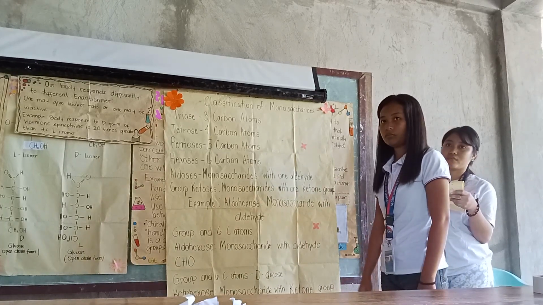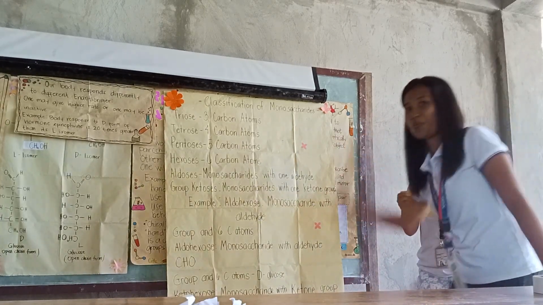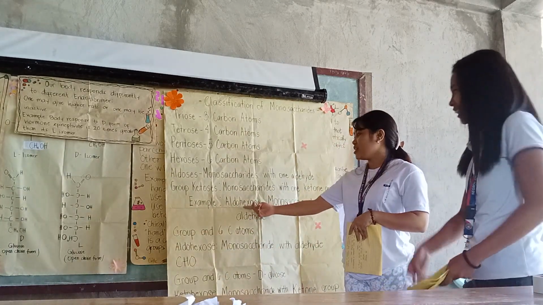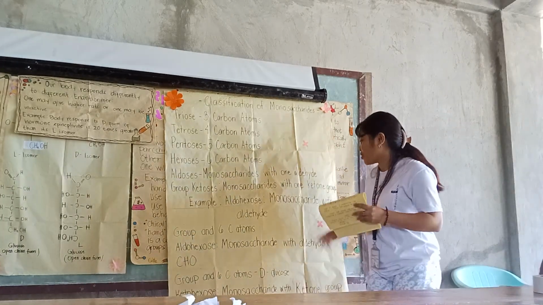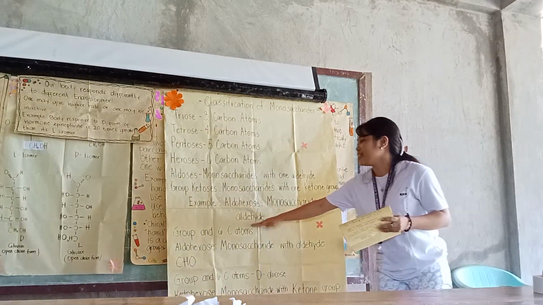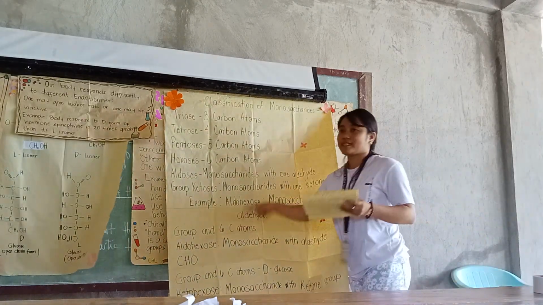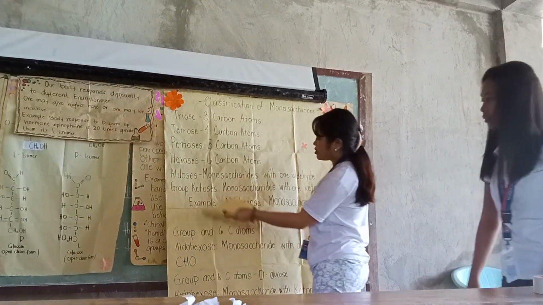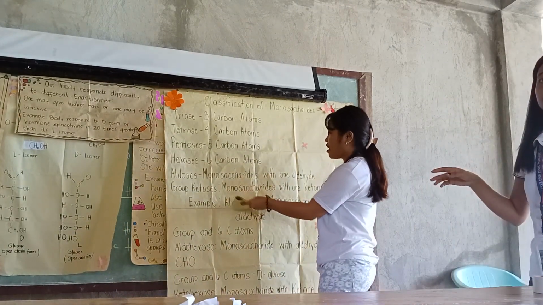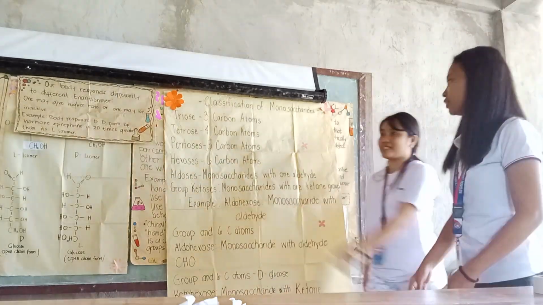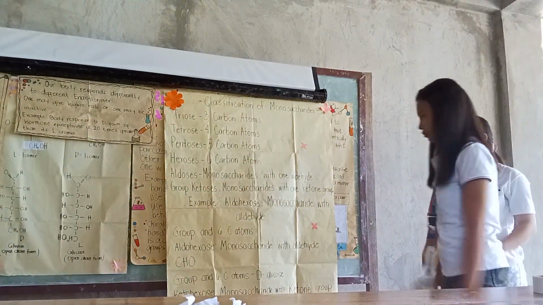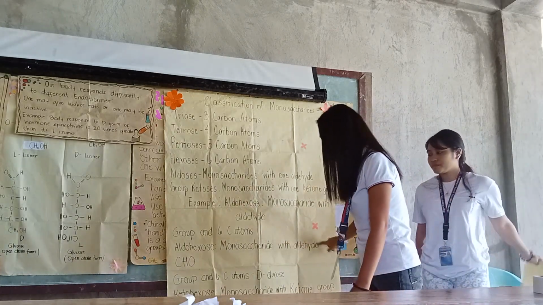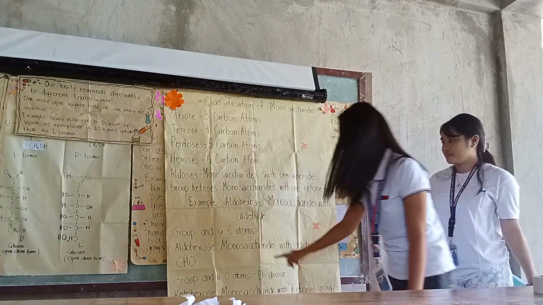What if 2 ka aldehyde? So, example niya is aldohexose. Monosaccharide with aldehyde group and 6 carbon atoms. From the word aldehyde, hexose. Hexose man is 6. Aldohexose is monosaccharide with aldehyde, CHO group, and 6 carbon atoms.